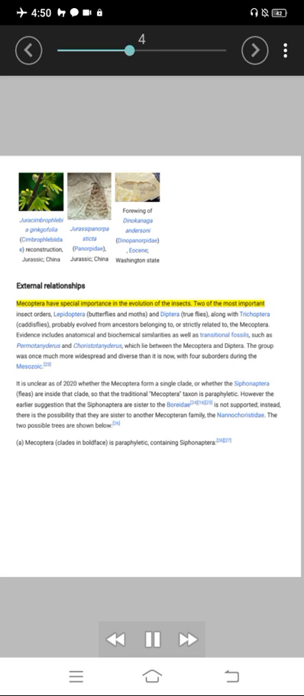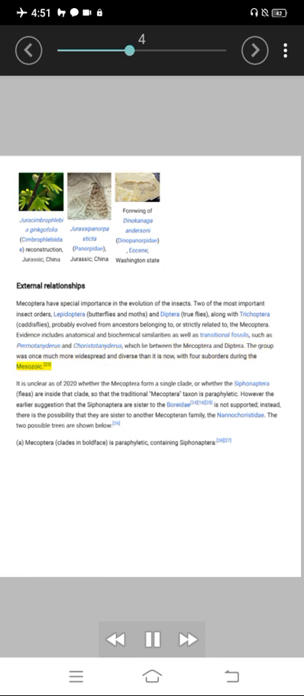Mecoptera have special importance in the evolution of the insects. 2 of the most important insect orders, Lepidoptera butterflies and moths, and Diptera true flies, along with Trichoptera caddisflies, probably evolved from ancestors belonging to, or strictly related to, the Mecoptera. Evidence includes anatomical and biochemical similarities as well as transitional fossils, such as Protomeropidaris and Choristodonidaris, which lie between the Mecoptera and Diptera. The group was once much more widespread and diverse than it is now, with 4 suborders during the Mesozoic.